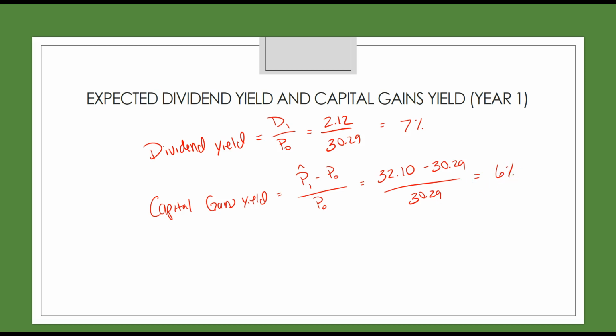Now, it is not a coincidence that the growth rate and the capital gains yield are the same. The capital gains yield and the growth rate will always be the same as long as the growth rate is constant. So as long as the growth rate is constant, this capital gains yield will always equal g. Once our growth rate changes and is variable, that is when we're going to see capital gains yields other than the growth rate.